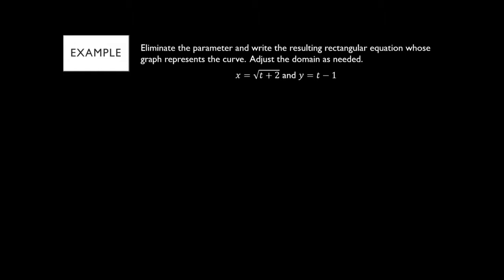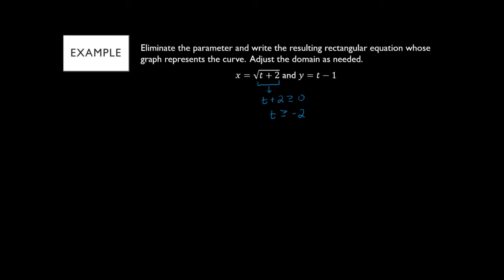Now, we do have to think about the domain here because the inside of the square root has to be greater than or equal to 0. So we do have to think about, okay, this has a specific domain. This is telling us that if we subtract 2 from both sides, I can only plug in values that are greater than or equal to -2 for t. So we have to think about that. So this is one problem where you may have to adjust the domain.